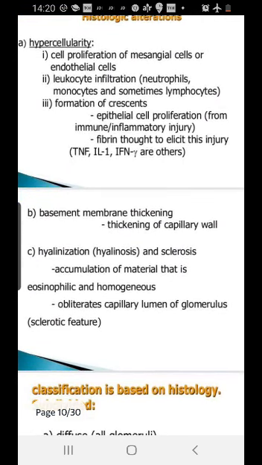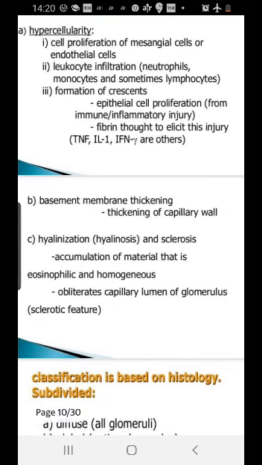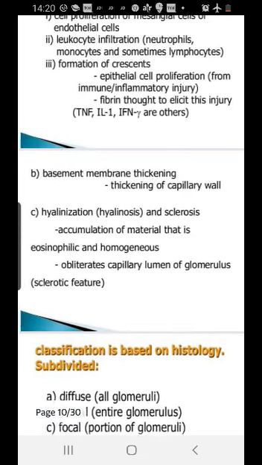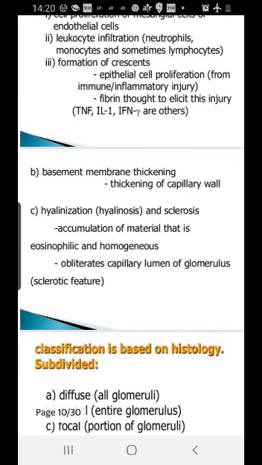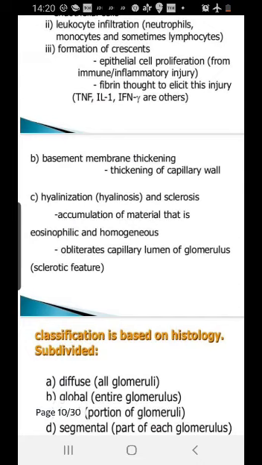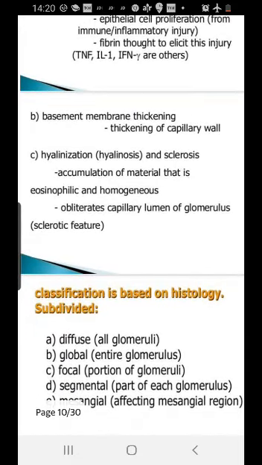Then we have the formation of crescents. Crescents means there's an epithelial cell, the cells which are outside the loops. Epithelial cells show proliferation from injury, and this elicits the immunological response in the formation of a crescent, which is nothing but a proliferation of the epithelial cells, and it covers the space between the Bowman's capsule and the capillary loops, forming a complete obstruction of the glomeruli.